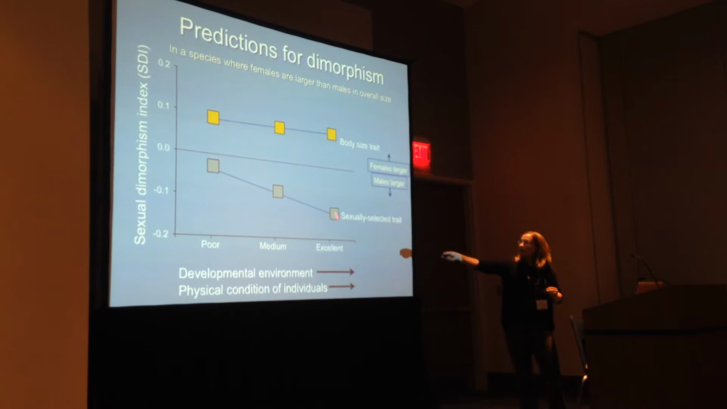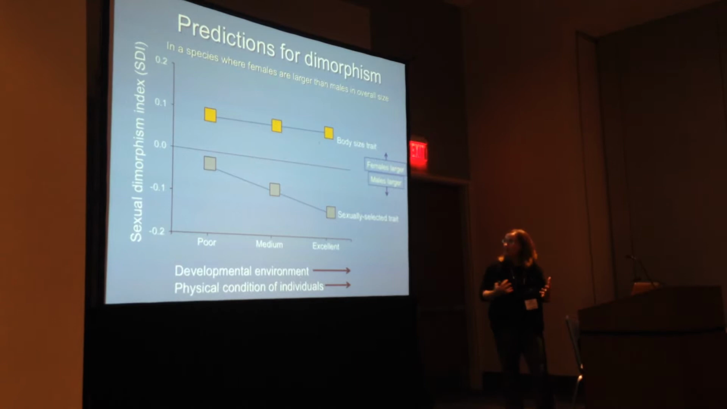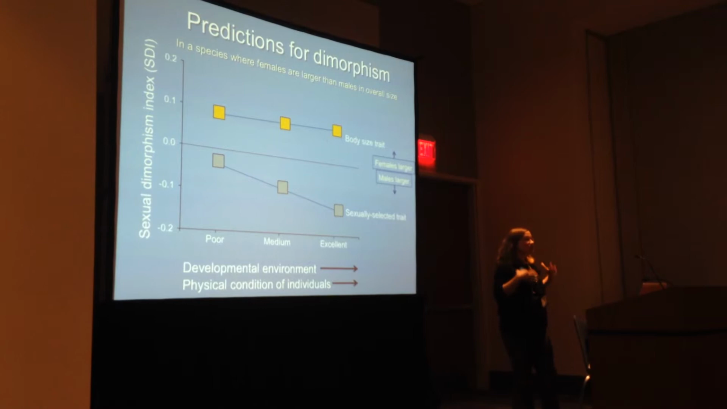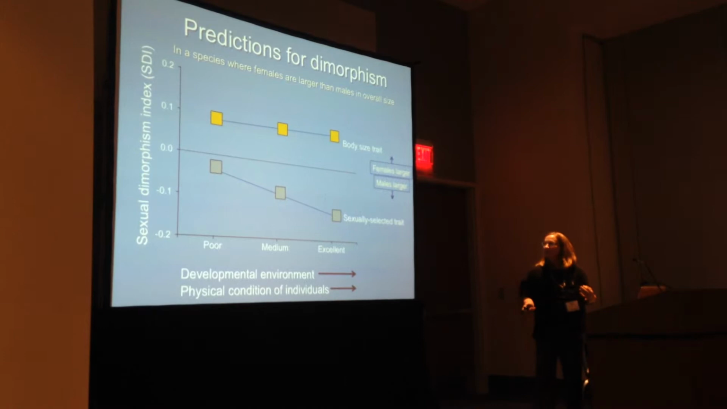So in this sexually selected trait, which would be a femur in Narnia femorata that we're looking at, you would see that males in excellent condition should express that trait at the greatest level they can, and that would really boost that level of dimorphism. Okay, so what did we see?